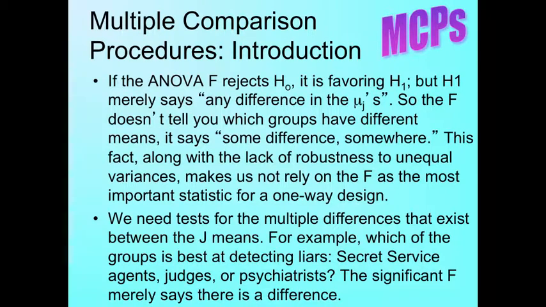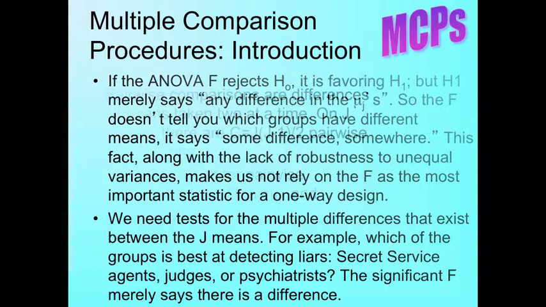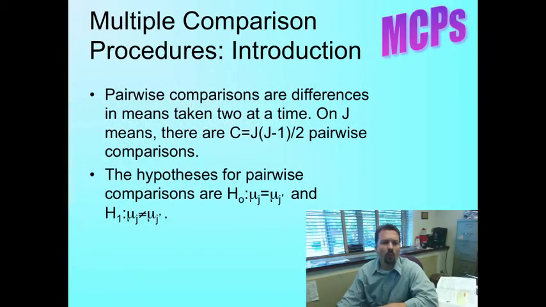For example, which of the groups is best at detecting liars? And this would be certainly an interesting study to run: Secret Service agents versus judges versus psychiatrists. The significant F value here would merely say that there is a difference somewhere among those three groups, but you don't know where it is. But to find that out, you need to run a multiple comparison procedure to test out the pairwise comparisons.